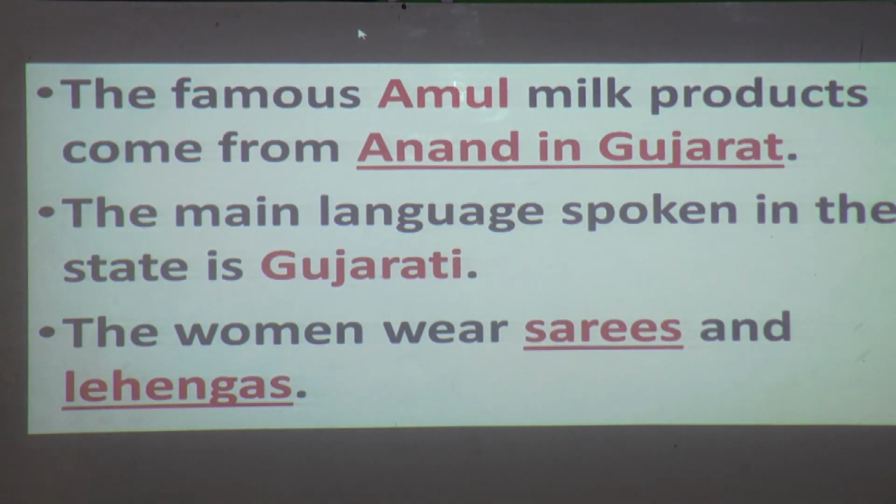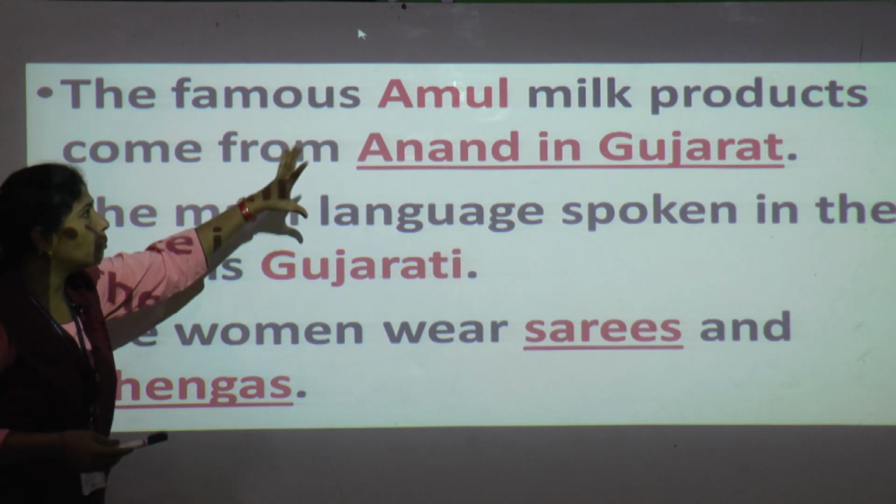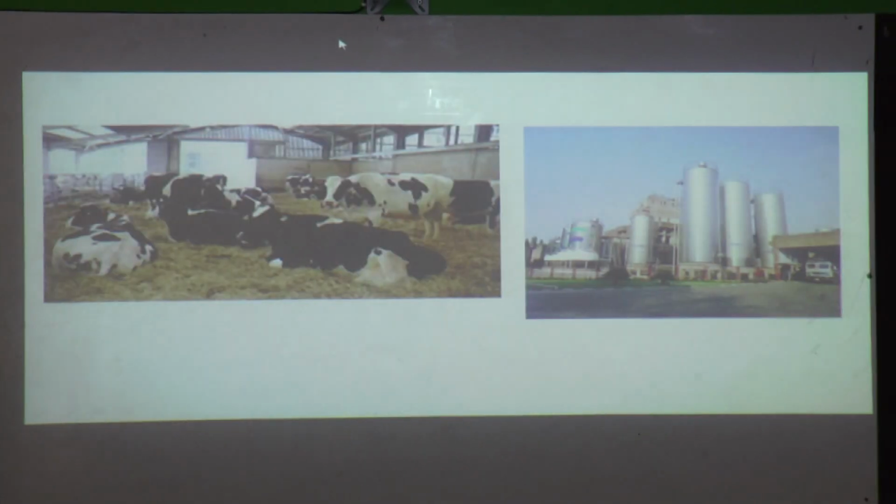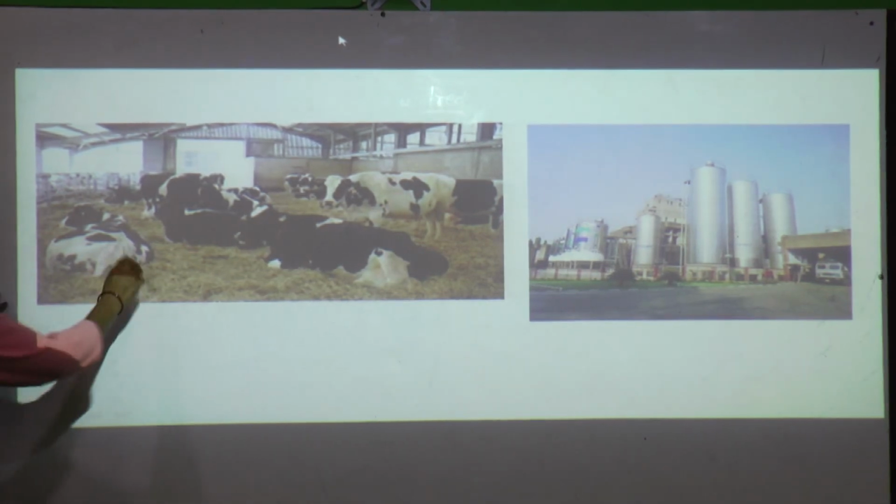So what are the famous Amul milk products? Yes, we all eat them, no? Amul curd, Amul cheese, Amul butter, delicious, correct? So all this in Gujarat comes from Anand. The Amul milk products are there, the main ones. I will show you that. So these are dairy products.